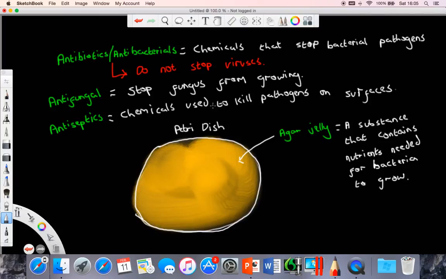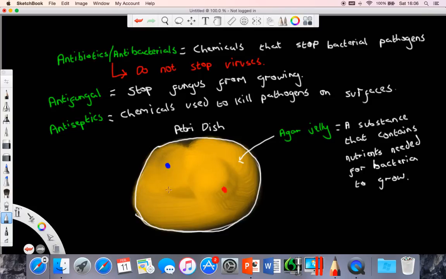Okay, now we could be testing some different antibiotics. We could be testing one antibiotic here, and we could be testing another antibiotic over here. I'll do that in a different colour actually, so you can tell. And we'll be testing another antibiotic here. Now, if we were looking at a Petri dish with agar jelly on, and we didn't put any antibiotics on, the dish would become full of pathogens. It would become full of microorganisms, and they would just grow until the dish was full.